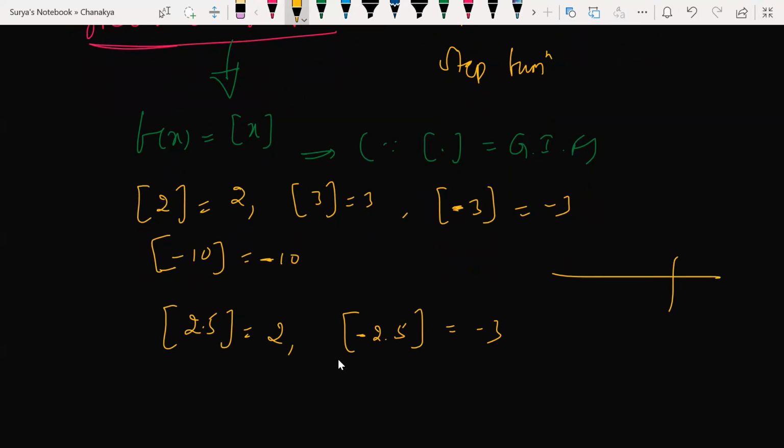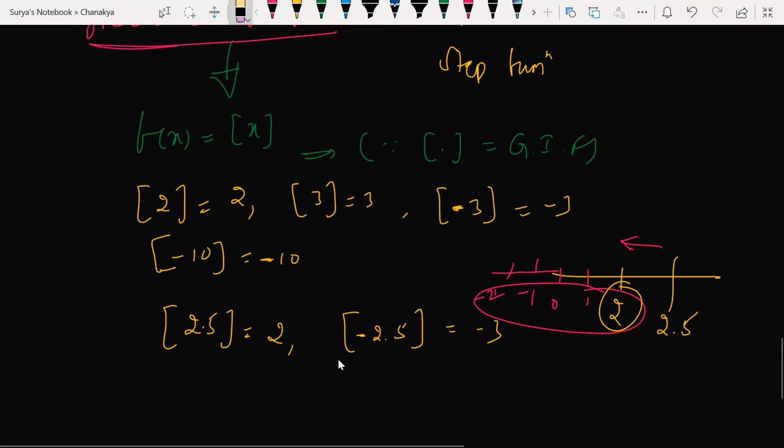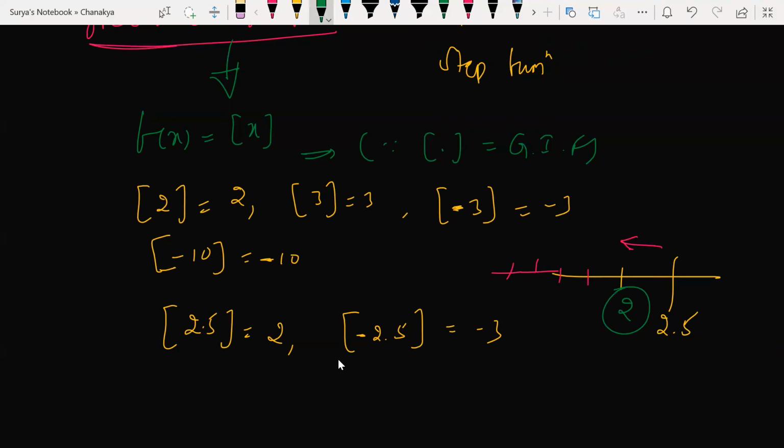For suppose, look at this here. This is 2.5, beta. So here you have 2. What is the greatest integer function of 2.5? You have to take the greatest integer among the left side values. Look at this, you have 1 here, 0 here, -1 here, -2 here. Among all these values, which is the greatest integer? Left of 2.5, 2 is the greatest integer. So that is what my answer is going to be. 2 is the greatest integer which lies on the left side of 2.5.